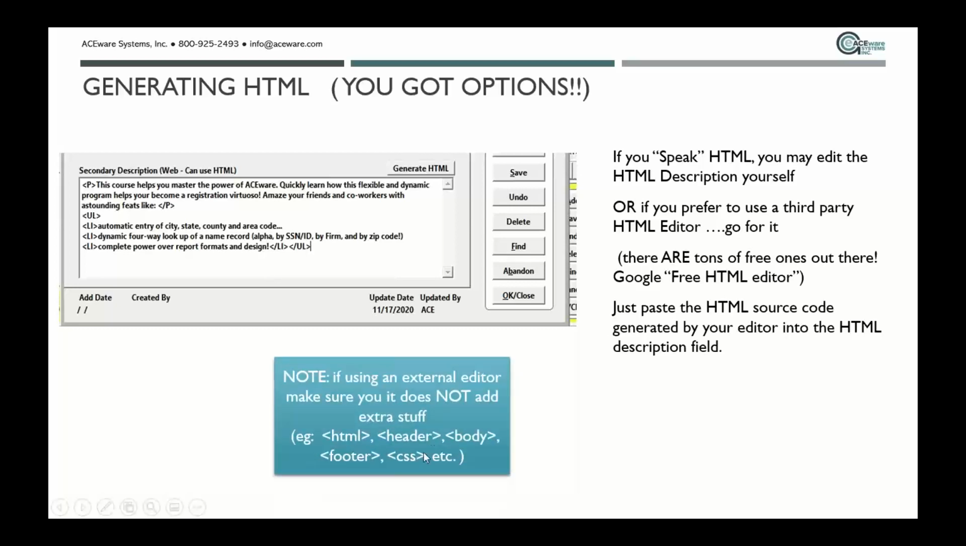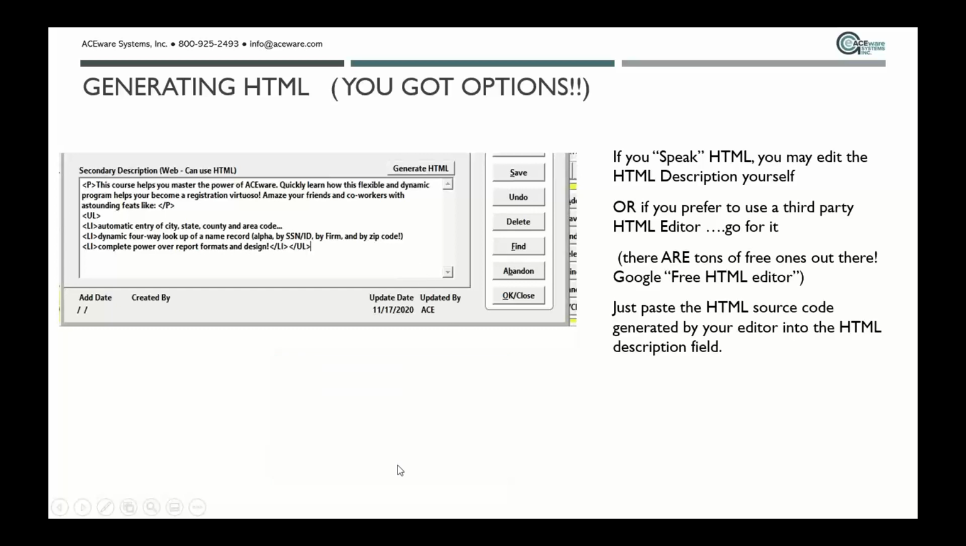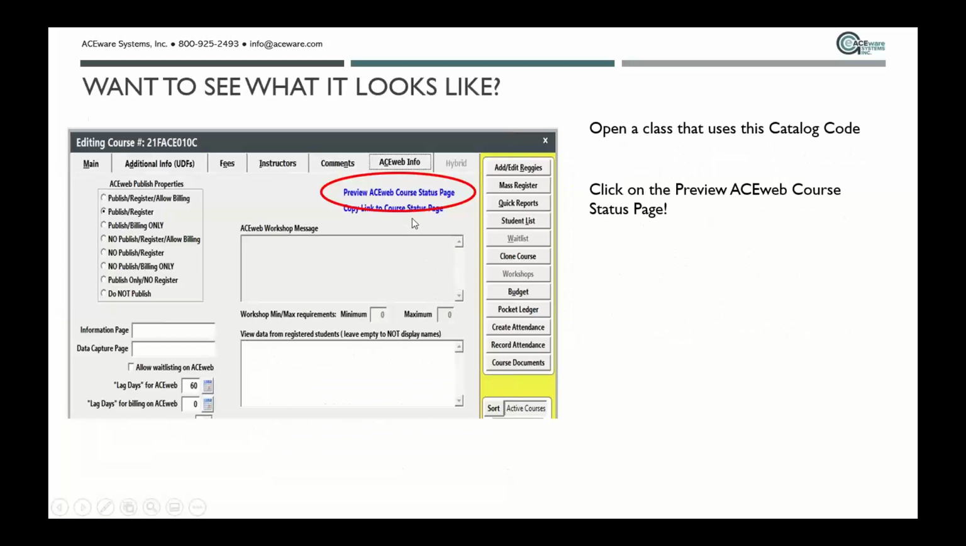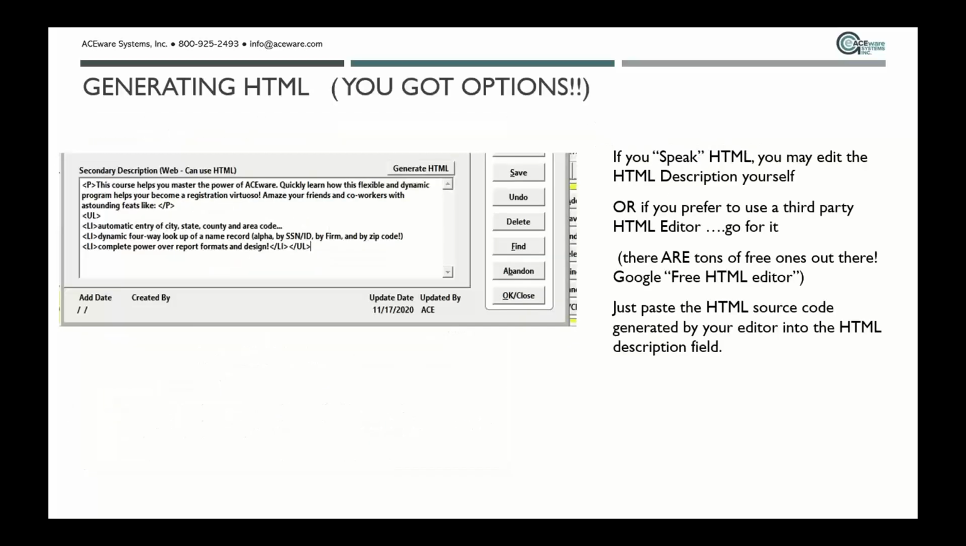Now, just a little bit of a note, if you're using an external editor, make sure that they don't try to create a complete web page with things like HTML, header, body, footer, CSS data. You basically just need the formatting for the text for your description. And again, if you're not sure about that, certainly check with your tech, or go back to this preview and make sure that what you're putting in there displays properly when you're looking at it in ACEware.